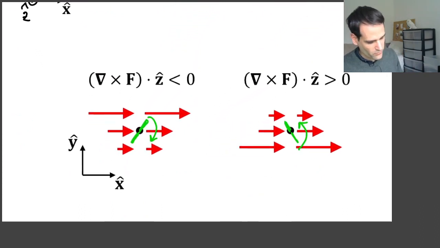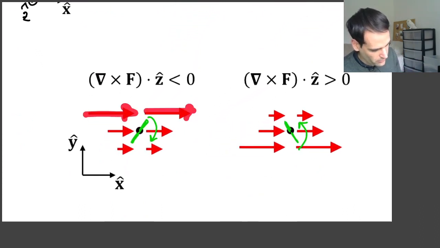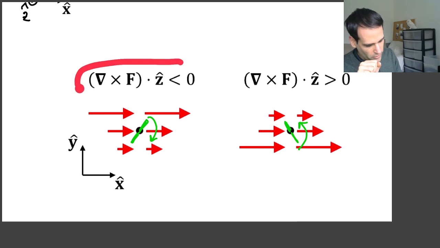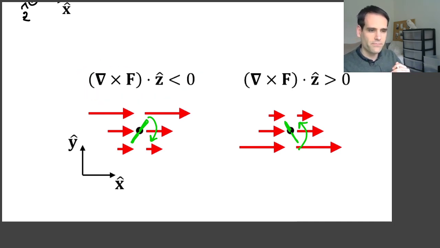For example, when the vector field is stronger on the top than on the bottom, then there is still some rotation, right? So if you imagine you place a windmill, like I drew here, you placed a windmill here. This windmill is being pushed stronger on the top than on the bottom, and therefore there is still going to be a net rotation of the windmill. In this case, it's a clockwise rotation, meaning that the curl is directed along minus z. So the curl at that point will have a negative z component.